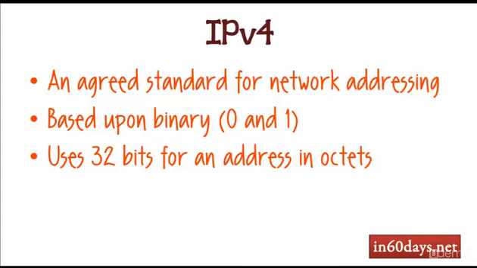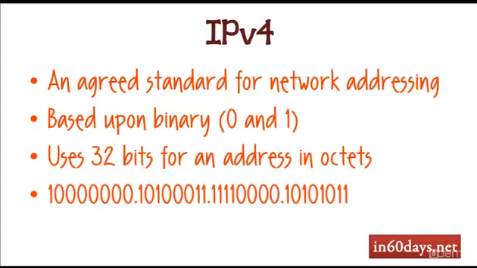The current incarnation uses 32 binary bits for an address, and those 32 bits are broken into groups of 8 bits. So we've got 4 lots of 8 bits, or 4 octets, and each of those makes up an address. In binary it would look something like that, 4 groups of ones and zeros separated by a full stop, so we can make it easier to see.